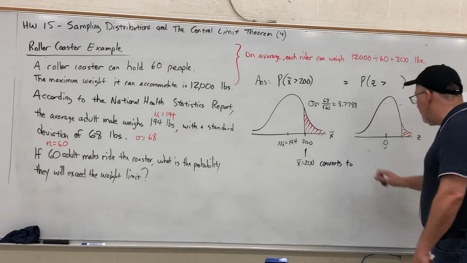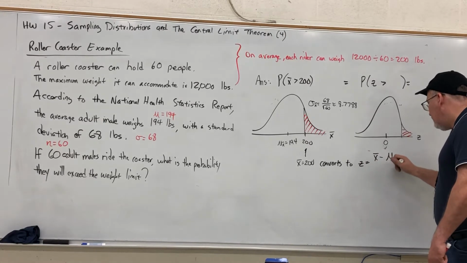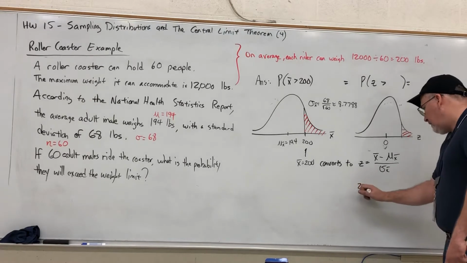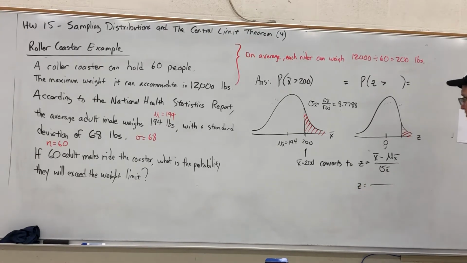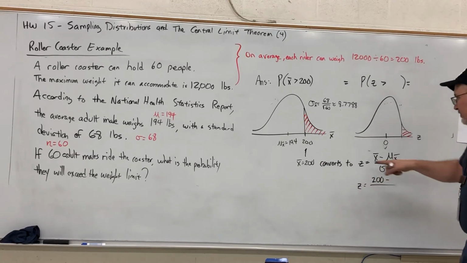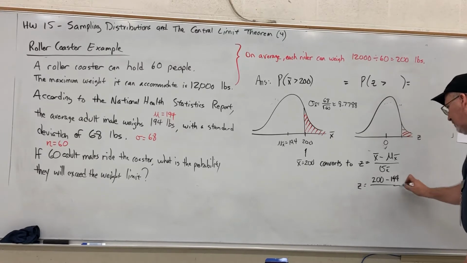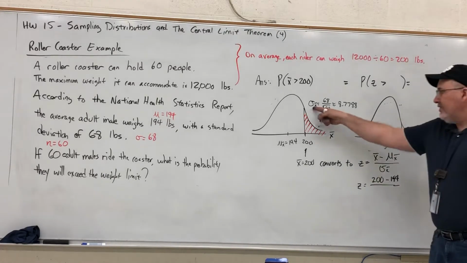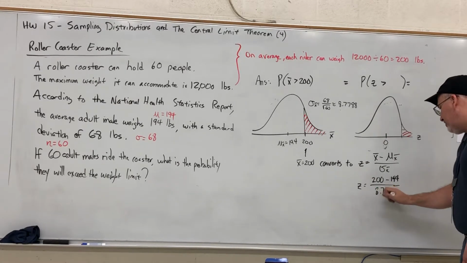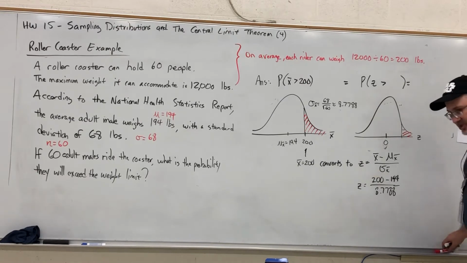I'm going to go and write the formula one more time. Z equals x bar minus mu sub x bar over sigma sub x bar. We have all three of those values. We're converting 200. The average of all the x bars is 194 because it's also the average of the population. And the standard deviation of all the x bars ended up being 8.7788. So the top number is 6.